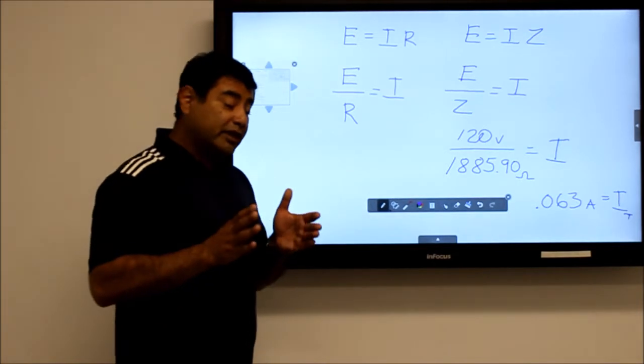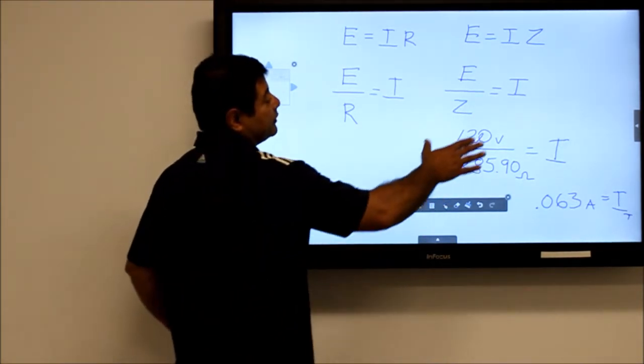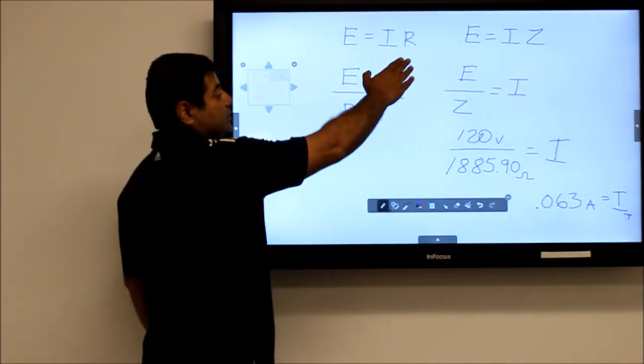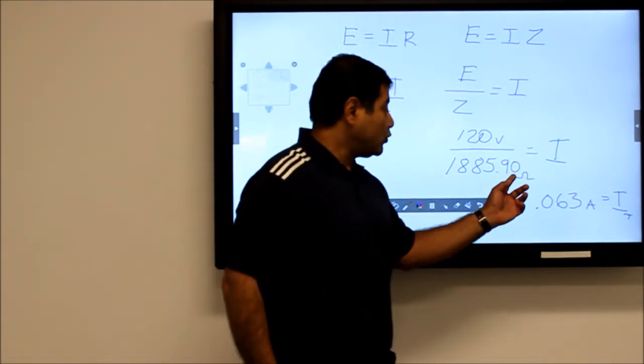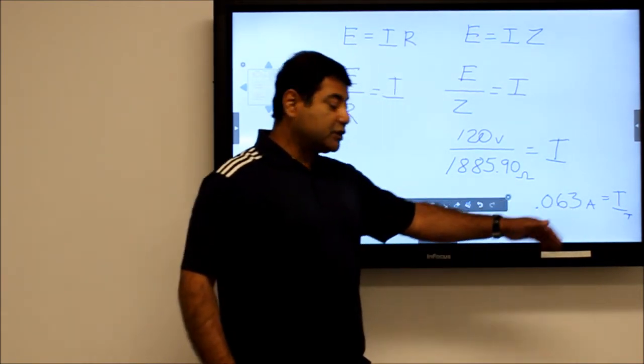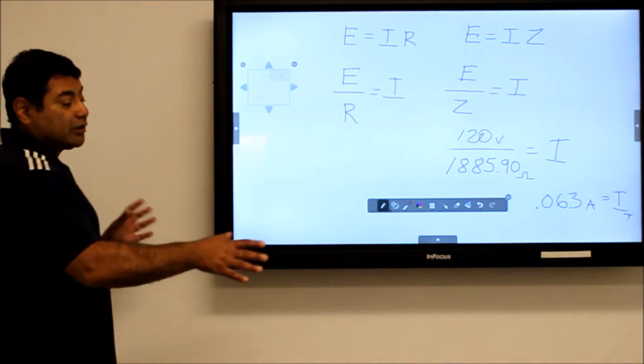So the most important thing here is do not get confused with the fact that now we have a Z for impedance. It's still resistance for the circuit, and it has an ohmic value, as you can see. Now we have the total current for the circuit, and this will help us further on for all the other calculations that we need to make.